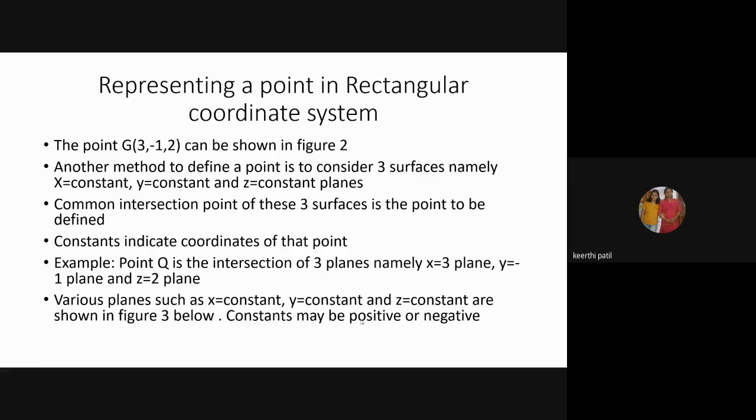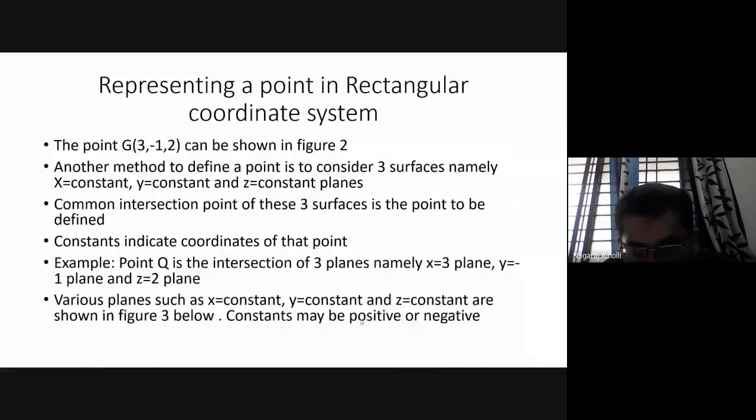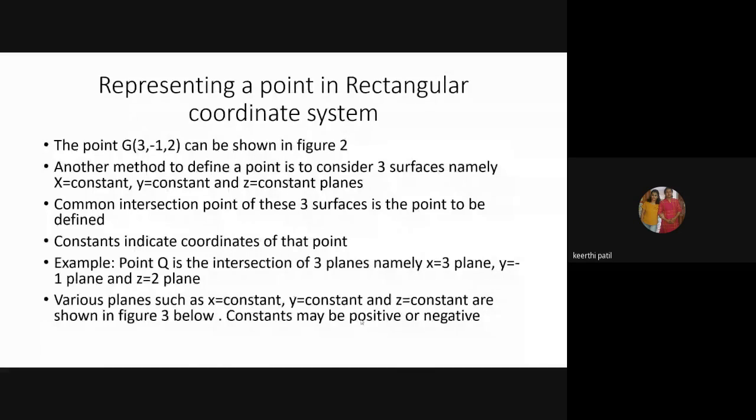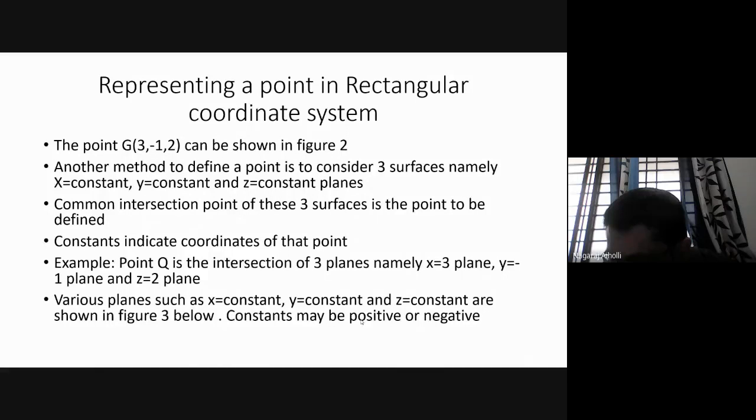What is the advantage of taking each one constant, sir? So why do we have to take x, y, and z constant? Yes, I'll come to that point.